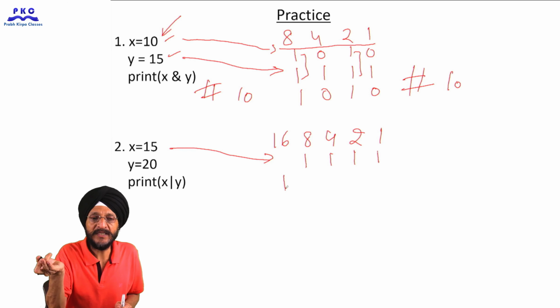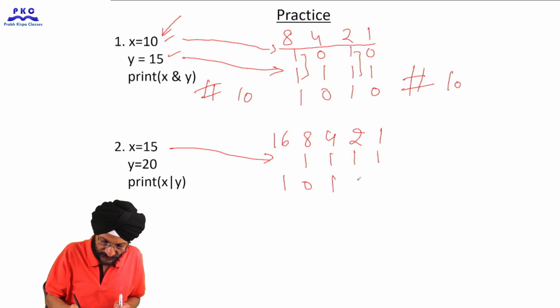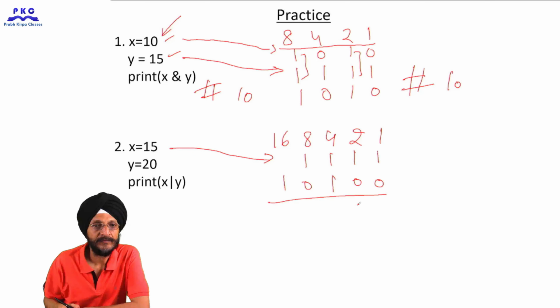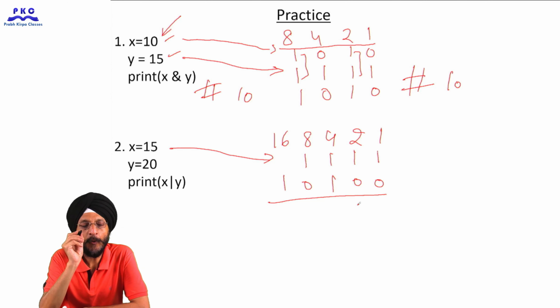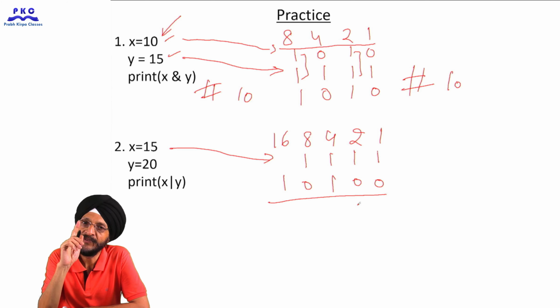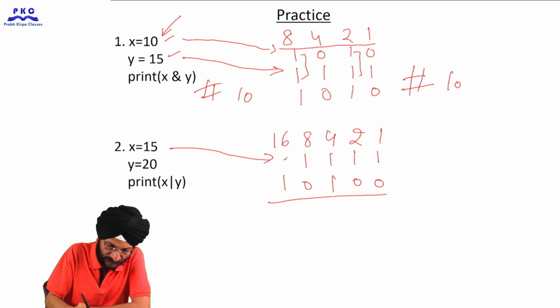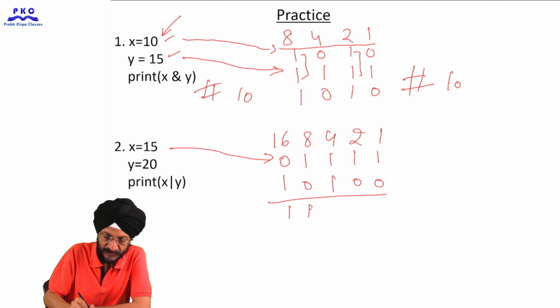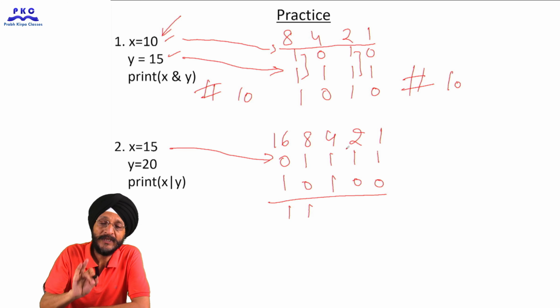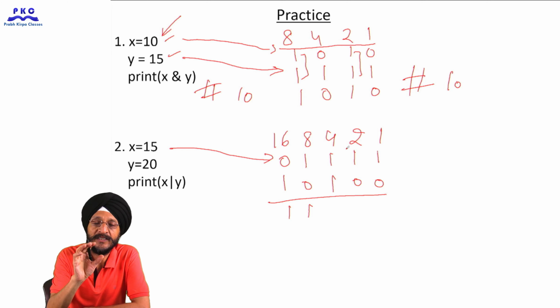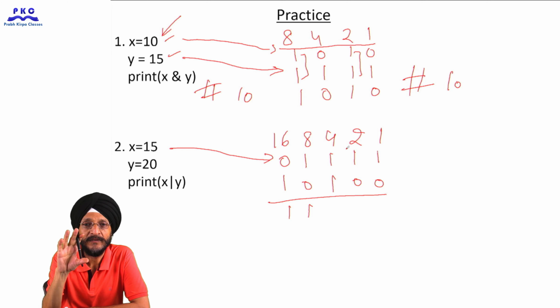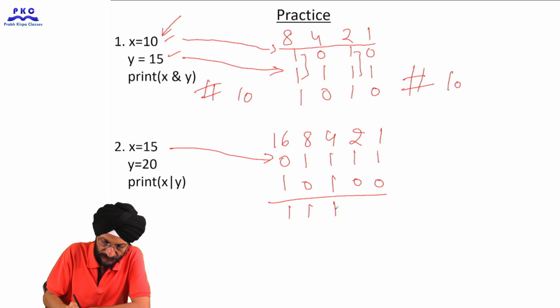16 plus 4. In case of others, we will be writing zeros. Now the bitwise OR operator returns 1 if at least one of the bits is 1. So here, what is the position? Here 1 is there in at least one. Here it is also 1. Here both the bits are 1. The condition is if at least one bit is 1, then 1. Here one of the bits is 1. Here one of the bits is 1.